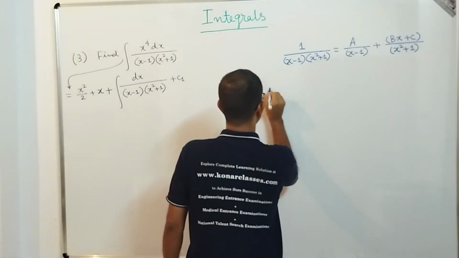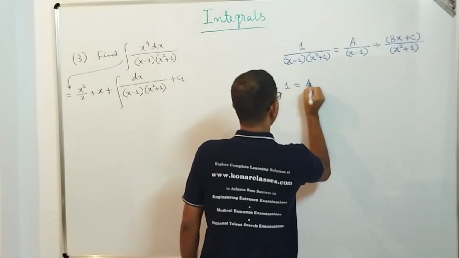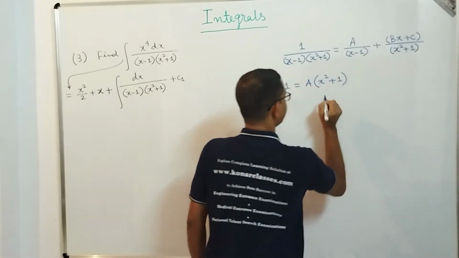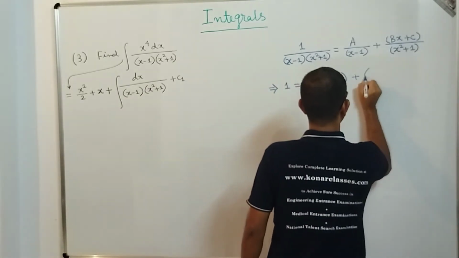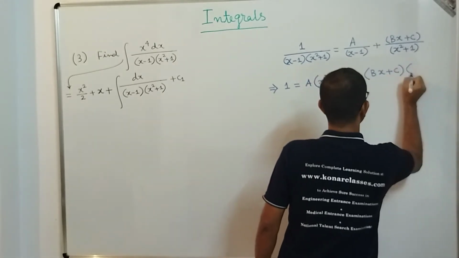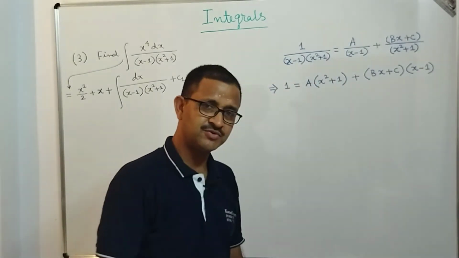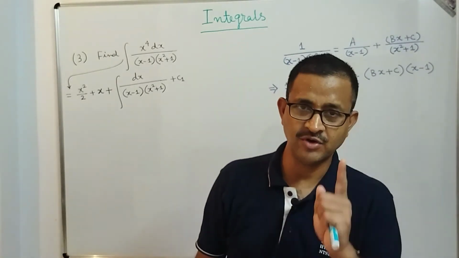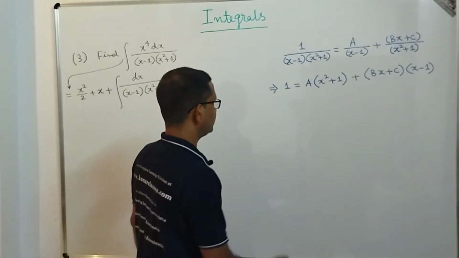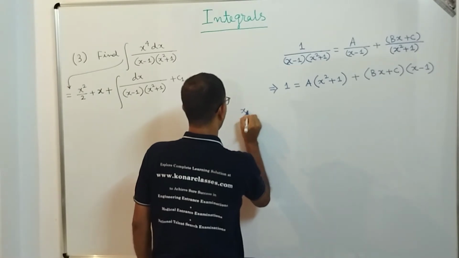So from here what we can write, dear students, is 1 is equal to A into (x square plus 1) plus (Bx plus C) into (x minus 1). Now what is our target, dear students? Our target is to find the value of capital A, capital B and capital C. How to do that? For which we should first apply the value of x equal to 1.